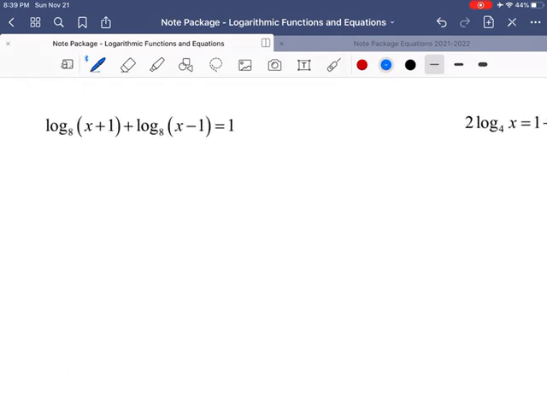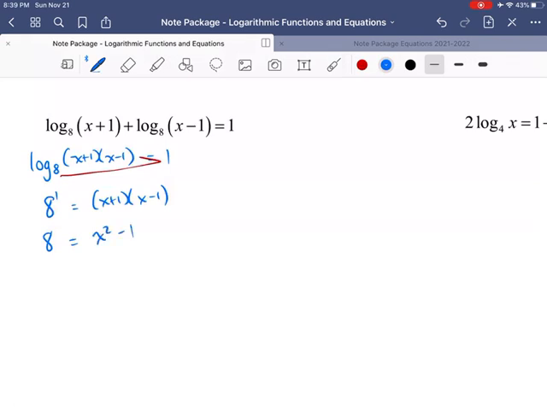All right, so the left side, it's the product law, so we're going to multiply. And then using our little thing here, I'll get 8, exponent 1, is equal to x plus 1 times x minus 1. That's a difference of squares. So 8 is equal to x squared minus 1. If you add 1 to each side, you get x squared equals 9.